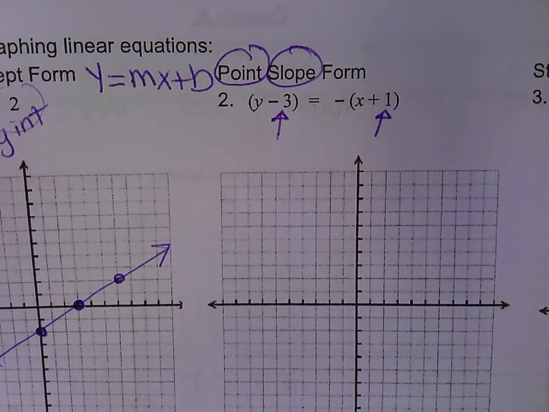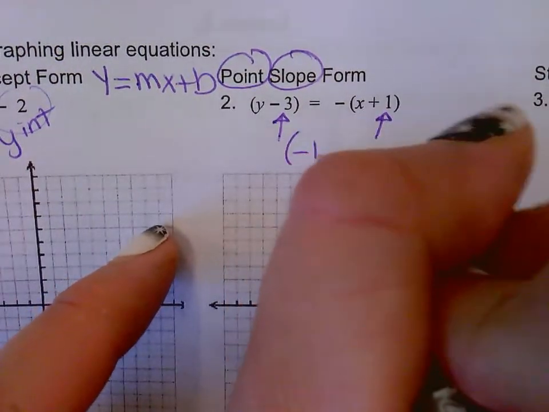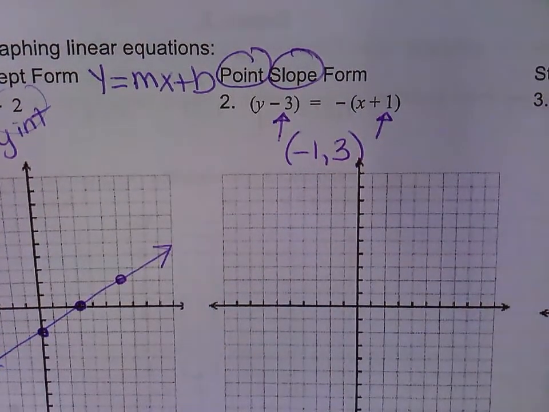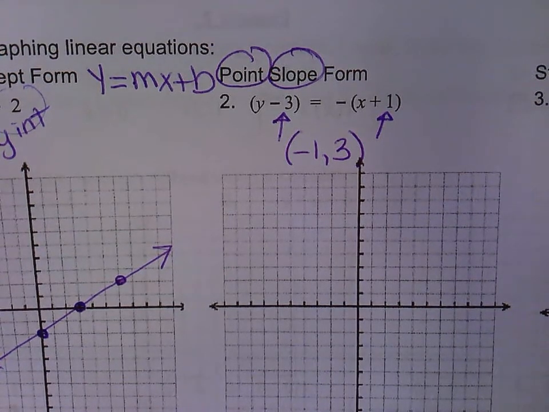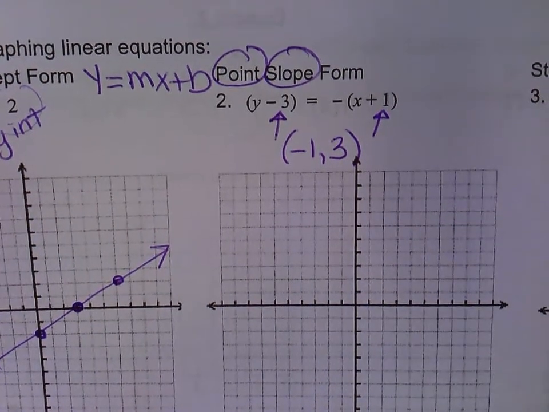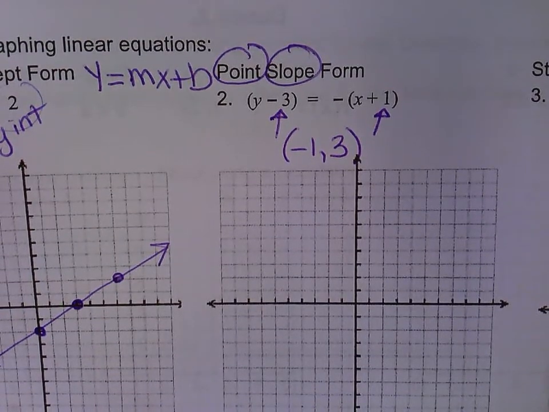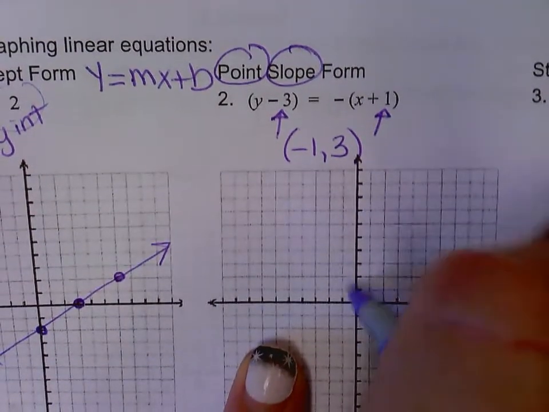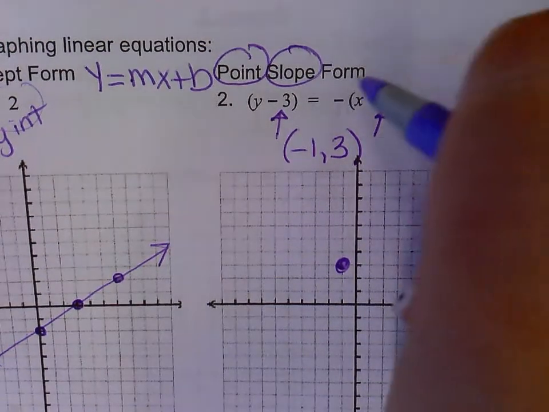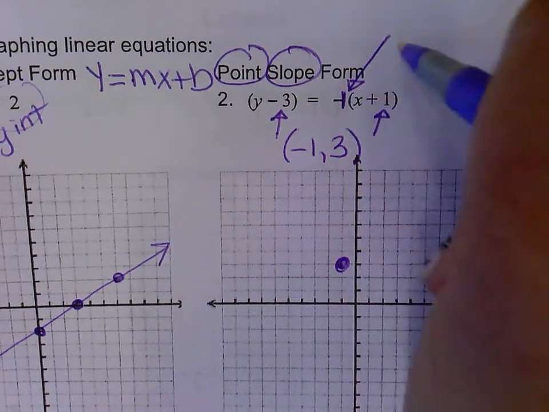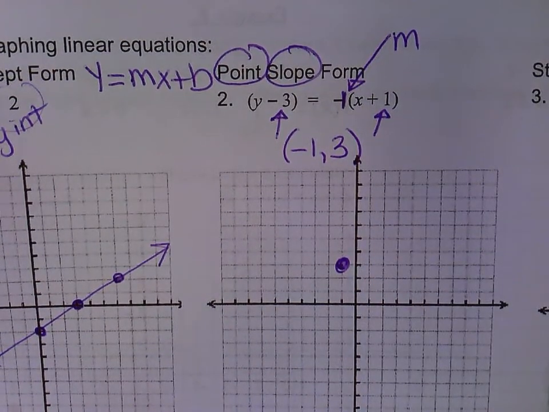So I want you to write down the point -1, 3. So that point lies on this line. So I can graph the point -1, 3 and put a dot right there. It's kind of like your starting point. Oh, I'm on the wrong graph. Whoops. -1, 3 is right there. What's your slope? Your slope is sitting in front of your parentheses. So your slope is -1. So from this point, you can just go down 1 over 1, and you have a slope of -1.